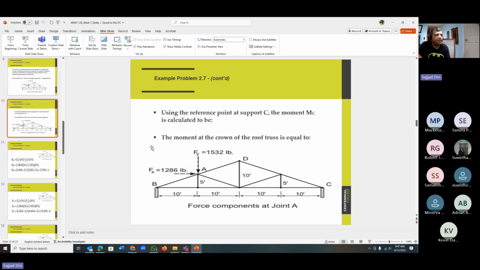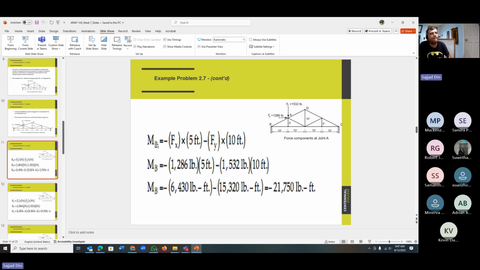The same for MB. Let's take a look at MB. What is the perpendicular distance between the line of action of this Fy? It's 10. And it's going to be clockwise. And for Fx, it's 5, the perpendicular distance to B. And it is also clockwise. So they're both going to be negative. And that's what this is showing here. So the sum of the moments at B is minus Fx times 5 minus Fy times 10.